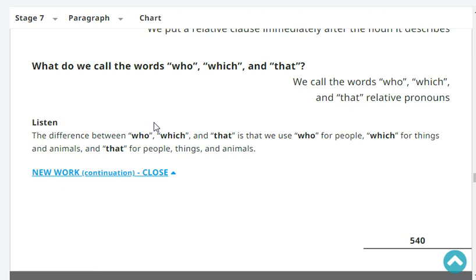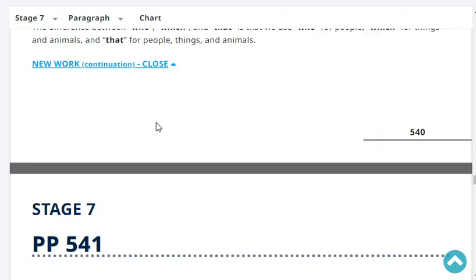Okay, next listen. The difference between who, which, and that is that we use the relative pronoun who when we're speaking about people. We use which when we're speaking about things and animals. But we use that for people, things, and animals, for everything.